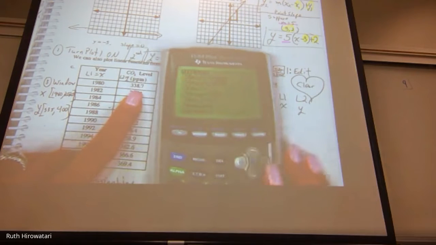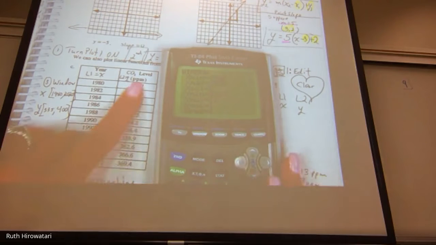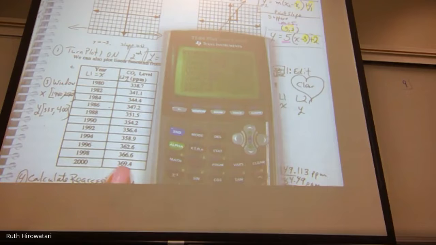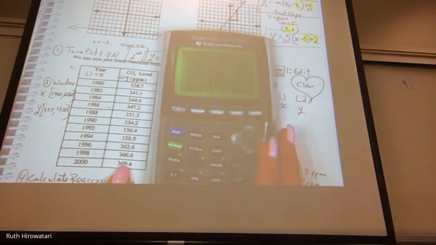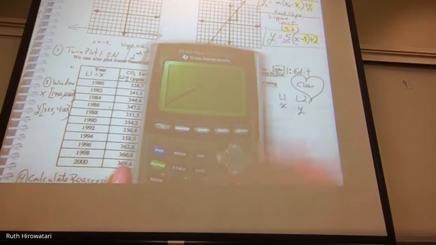The Y values, well, my lowest parts per million are 338.7. I'm just going to round down and go to 335. And you can see they go up, up, up, up, up. The highest I have here is 369. I'm going to go up to 400. Okay, now when I press graph, I will see my data points.